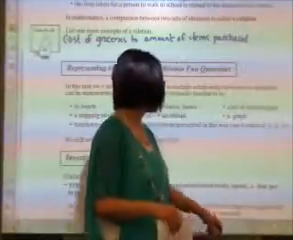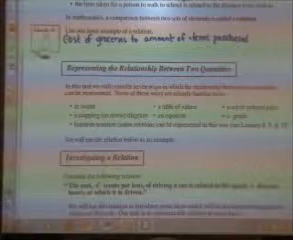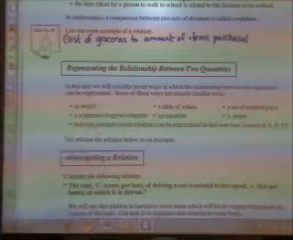So when we are representing relationships, there are 7 different ways that we can express this relationship. And some of them you're already familiar with. In words. This is an example of expressing the relationship in words. So yesterday when we were looking at the toothpicks and the triangles, we said that the number of toothpicks is double the number of triangles increased by 1. That's describing the relationship in words.